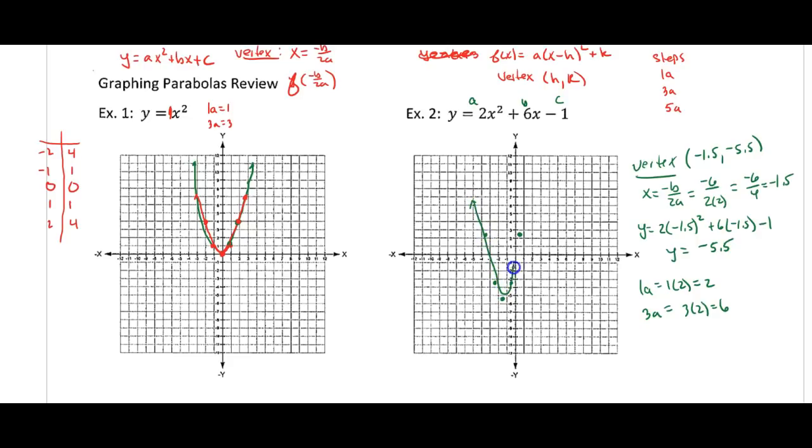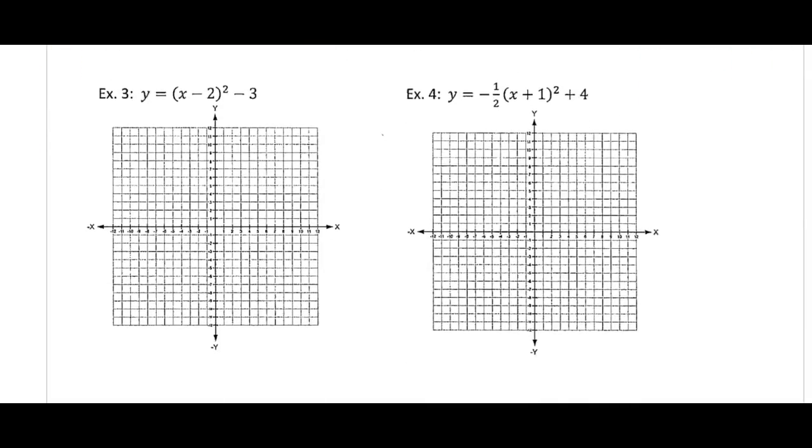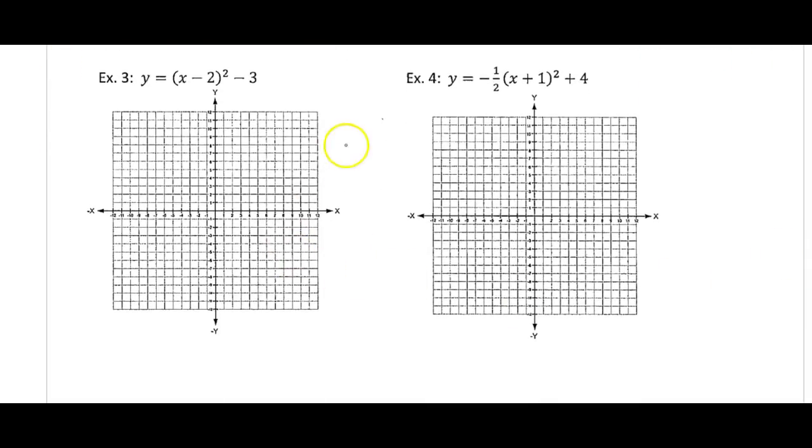And that would give me the shape of my graph. Okay? Now the next one, right away here, what is my vertex at? So the vertex, I'm going to basically take the opposite of negative 2, which is 2. Then it's negative 3. So I'm going to plot 2, negative 3.